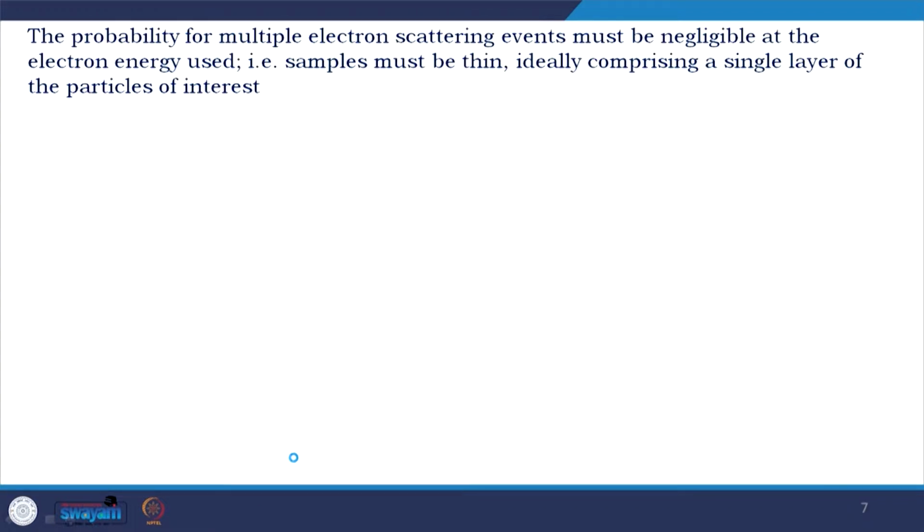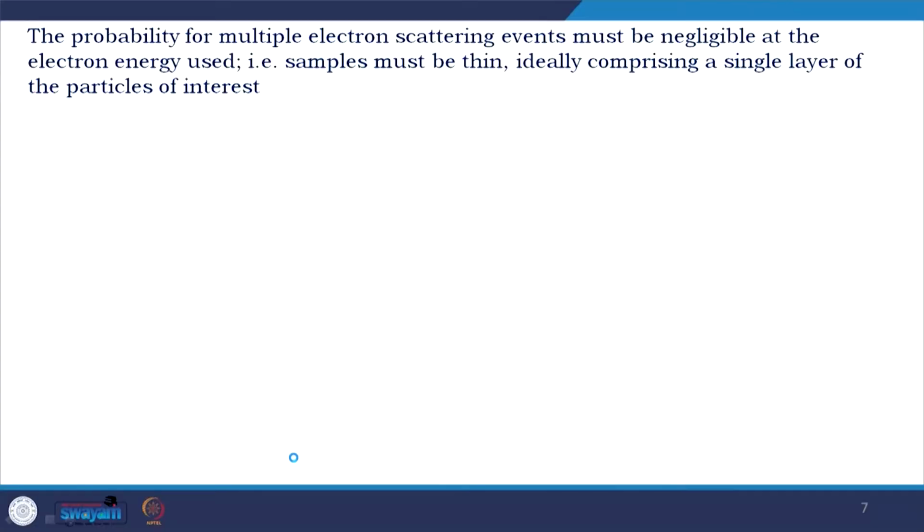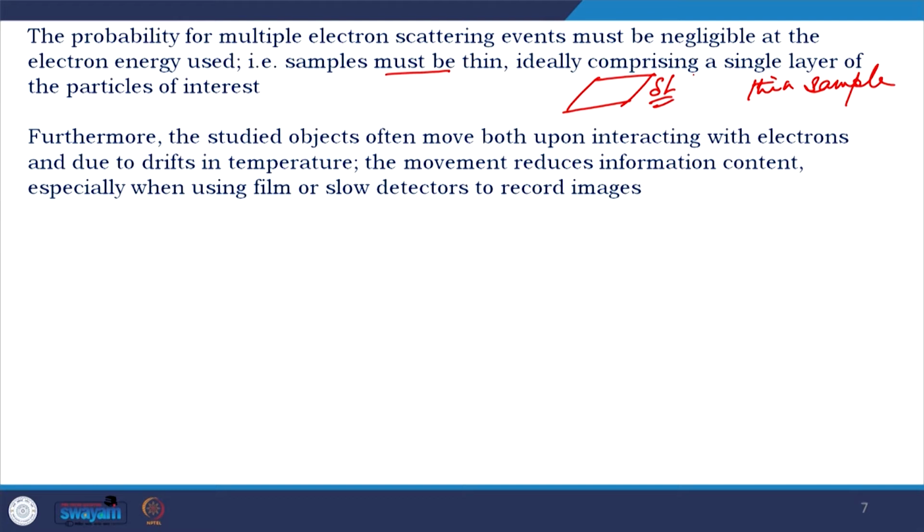The probability for multiple electron scattering events must be negligible. We talked about how, when electrons hit a material like light hits a material, there are a lot of effects. So, multiple electron scattering events must be negligible at the electron energy used for the sample. To do that, you have to have thin samples, ideally a single layer. Furthermore, the studied objects often move, both upon interacting with electrons and due to drifts in temperature.